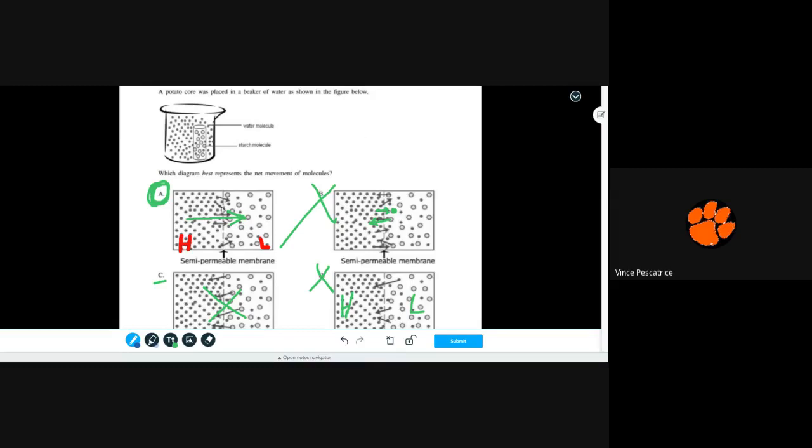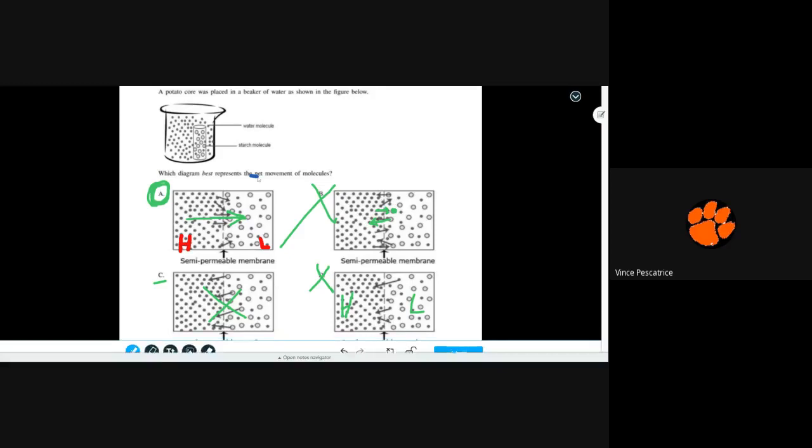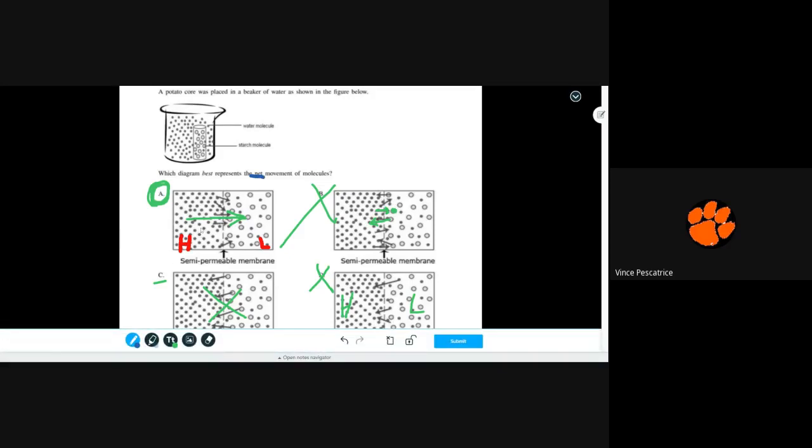So the best net movement, net just means overall movement. If you look at A, it goes from a high concentration of water, where water molecules are the only thing moving into the cell. So it moved from high to low, and A is correct. If you look at the other three, in B, both molecules are moving in and out of the membrane, and that's not how it happens. There's no low concentration of water on the left side in order for that to happen.